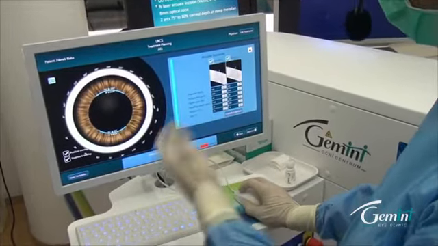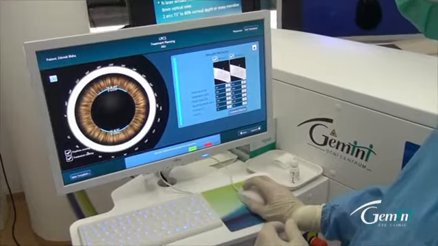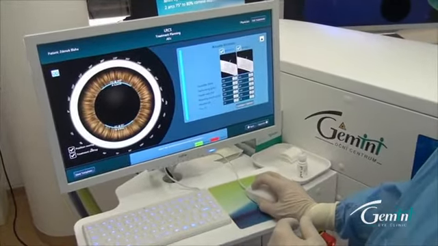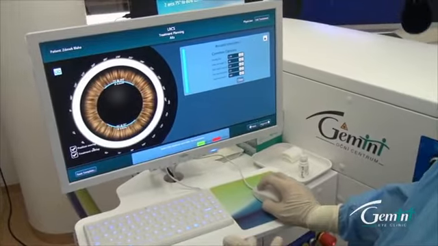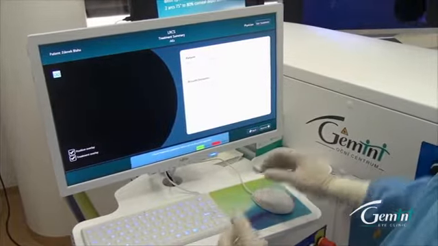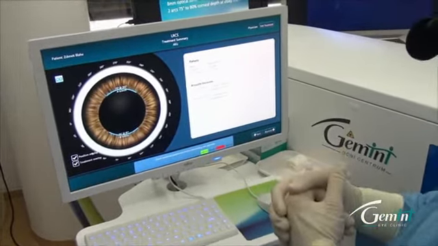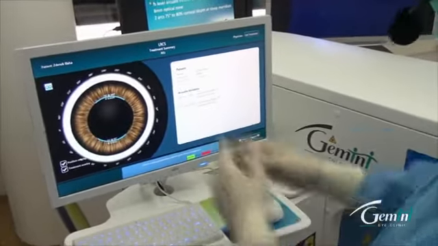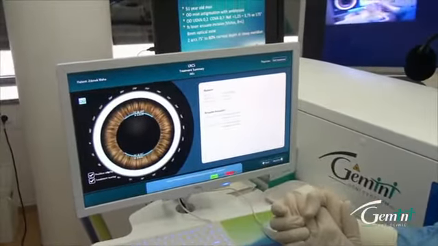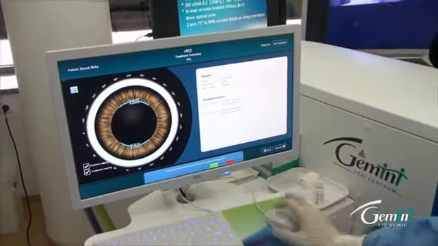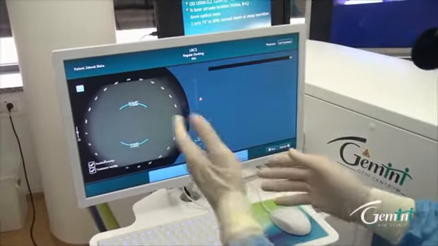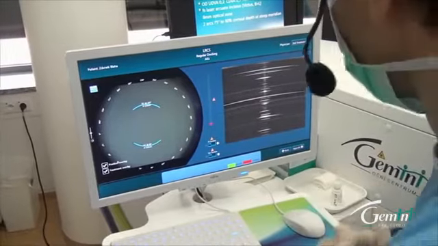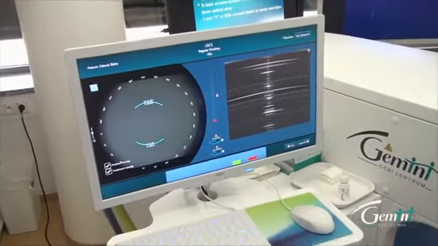And then as soon as we are happy with that position and size, we accept it and we can approve the treatment. And we go to the next screen confirming the plan with the patient data, and again we approve that. And here we will get the OCT picture. We can start to dock the patient.